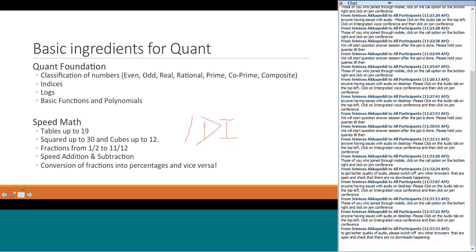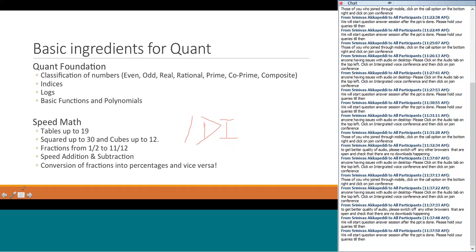Squares up to 30. So 30 square is 900, my mistake. You need to remember these squares absolutely. This is one very important and potent statement I'm going to make. It is not that you cannot calculate, let's say, 27 square. You can calculate 27 into 27.